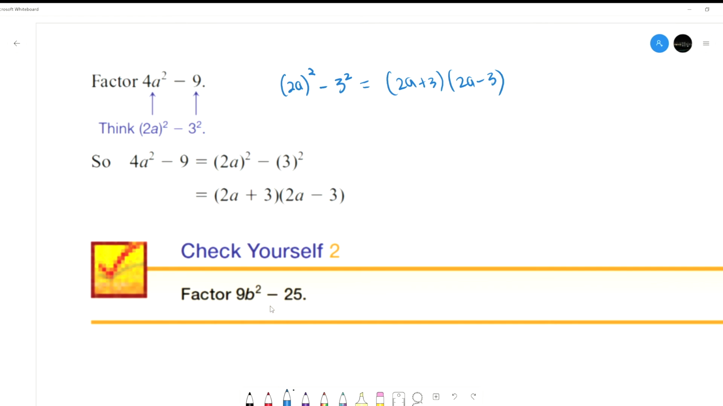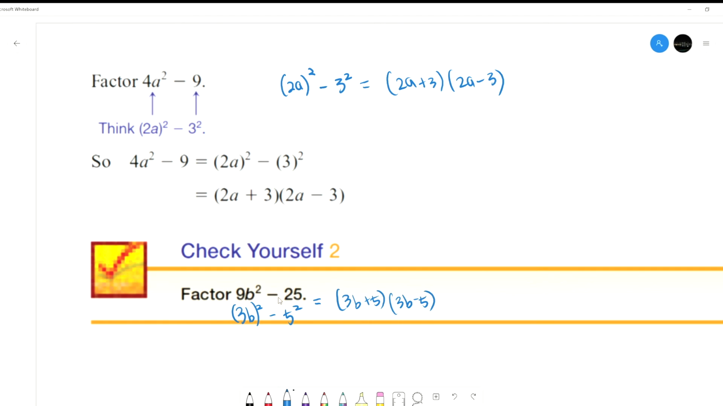So technically, we know that this 9b squared is our (3b) squared minus 5 squared, right? This is the part that you actually don't have to write. It's just so that you can see the thought process. Just the final answer is good enough: (3b plus 5) times (3b minus 5). That is correct. Great job.